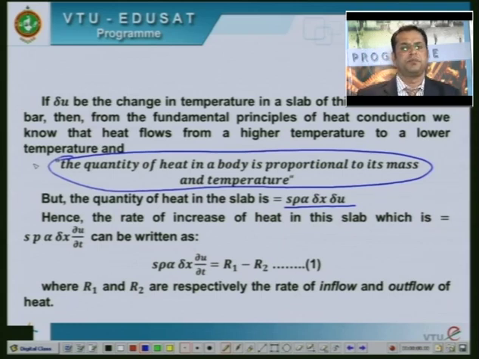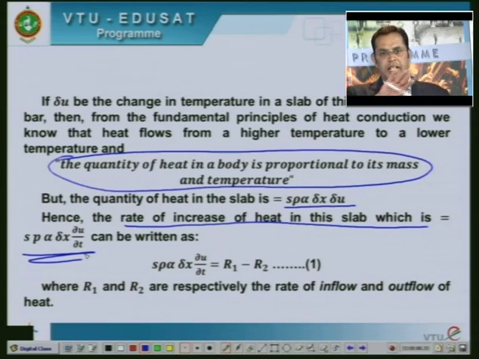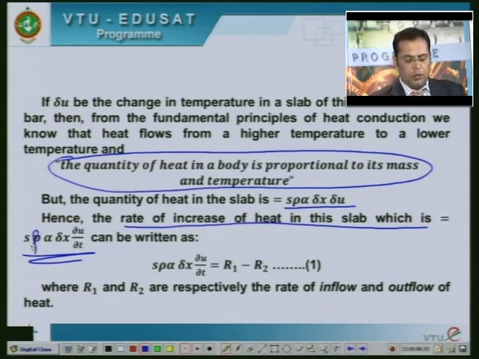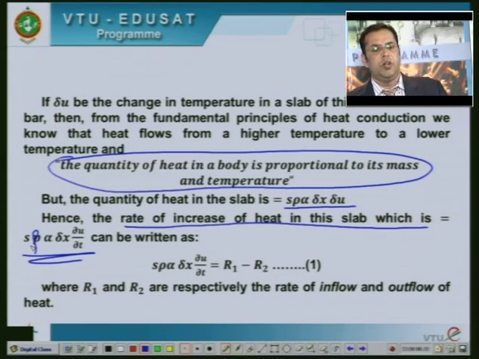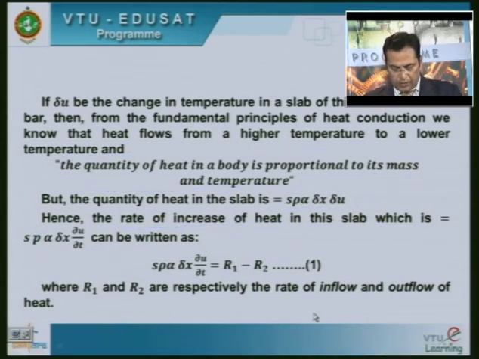Hence, what should happen? The rate of increase of heat in the slab, as it varies with time, the incremental component delta U changes to delta U by delta T with time. So, S rho alpha delta x dou U by dou T, which is the rate of increase of heat in the slab, is equal to R1 minus R2, where R1 and R2 are respectively the rate of inflow and outflow of heat. To make this more clear, let us go to our diagram again.